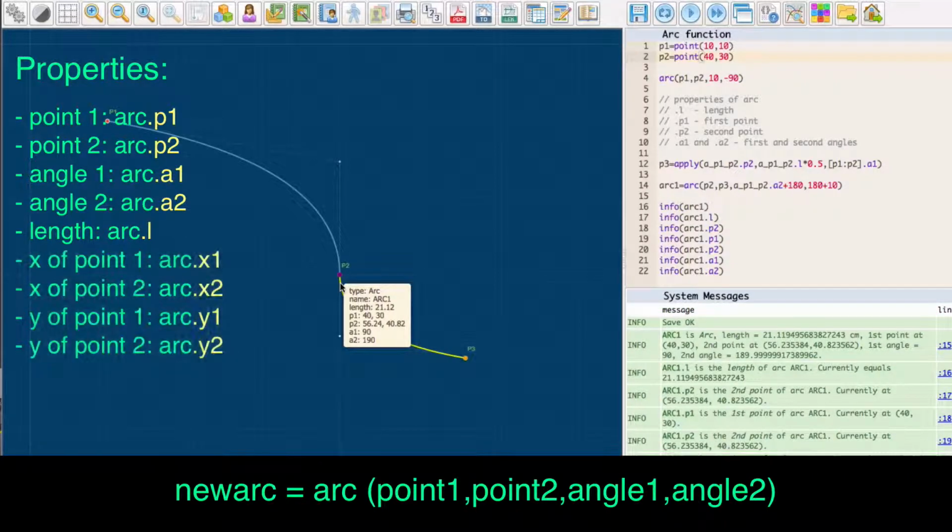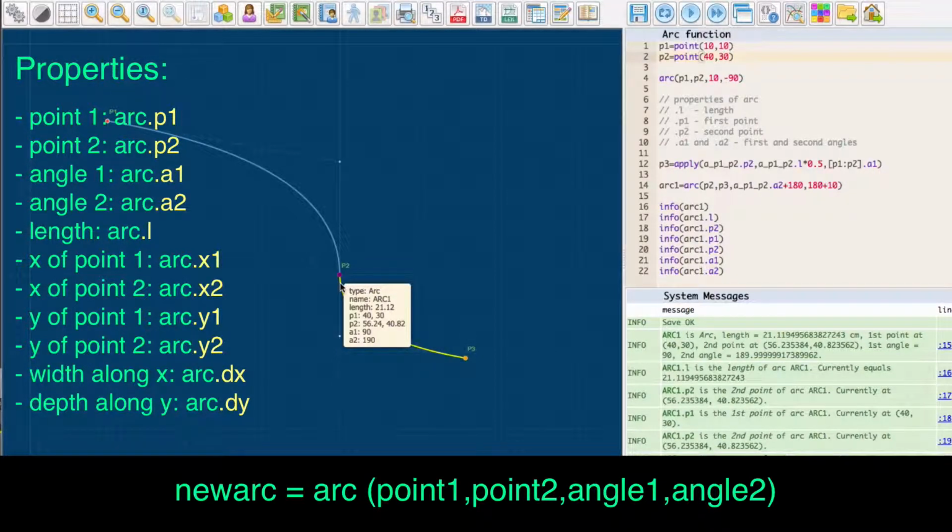Other properties of the arc are as follows. Point x1 stands for the x-coordinate of the first point. Point y1 stands for the y-coordinate of the first point. Point x2 stands for the x-coordinate of the second point, and point y2 stands for the y-coordinate of the second point. You can also refer to the difference between x and y coordinates of the first and the second points. These are properties point dx and point dy. For example, property point dx lets you know how higher is one point than the other. These two properties always return a positive value.